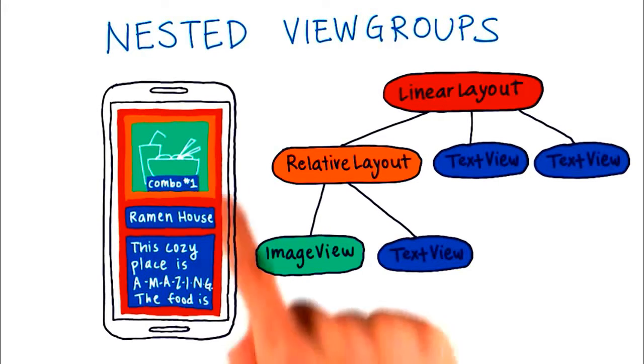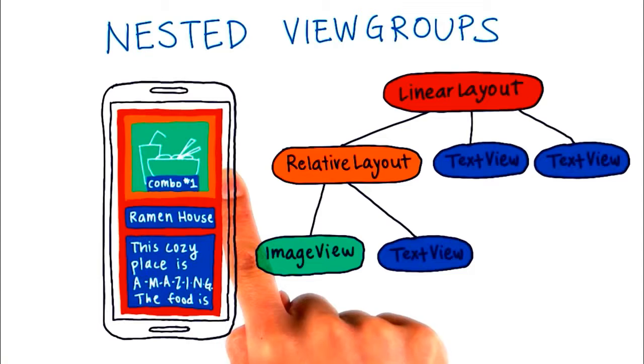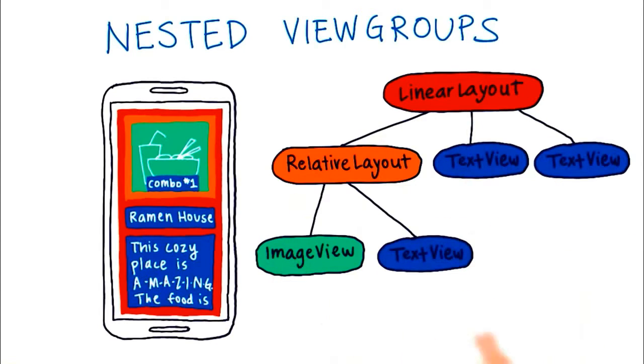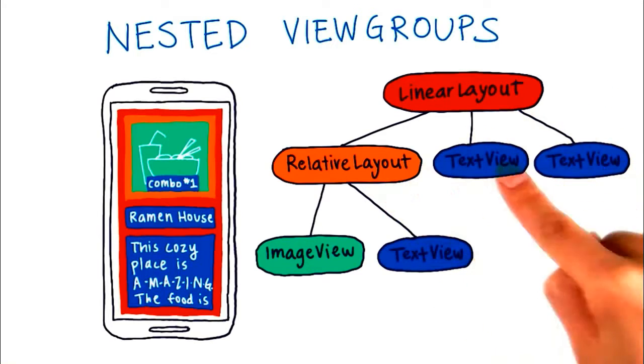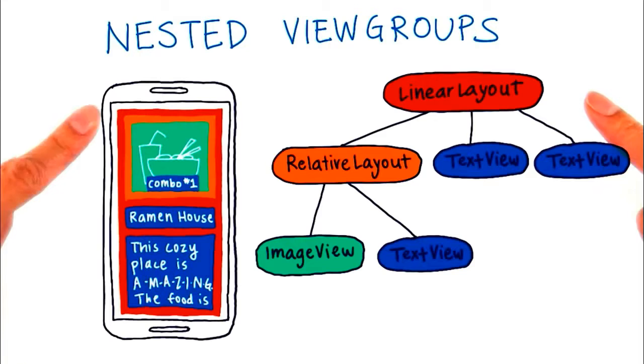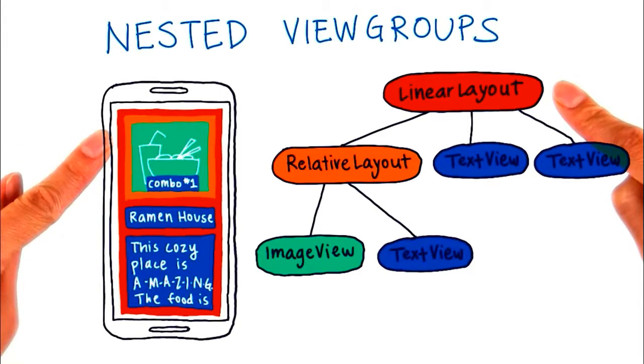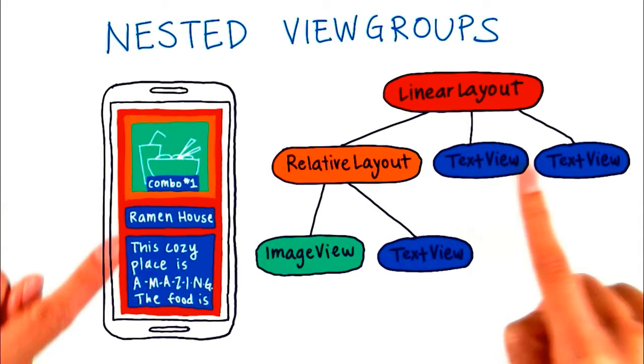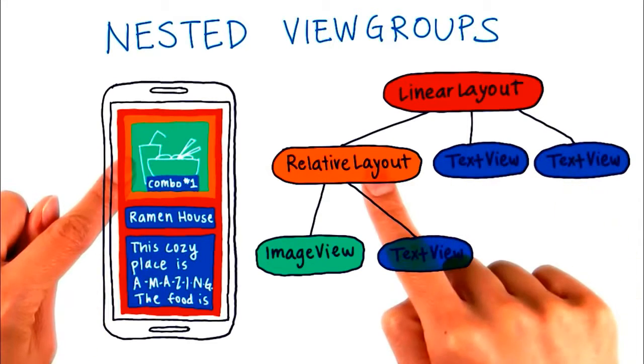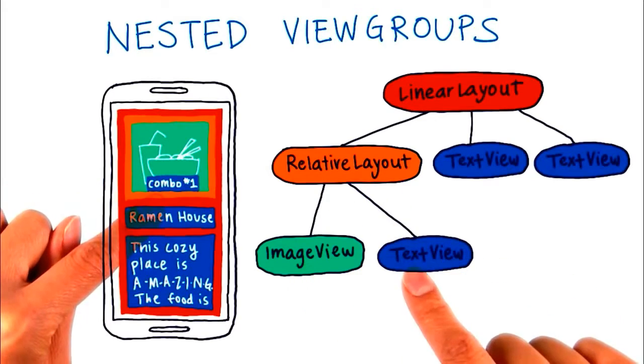The way that Android organizes all these views on screen is in a view hierarchy, or a tree structure of views. This is simply a diagram that represents the view hierarchy. It shows the parent and child relationships among the views. The root view of this whole layout is a linear layout. It has 3 children, a relative layout, a text view, and another text view. And then this relative layout in turn has its own children, an image view and a text view.